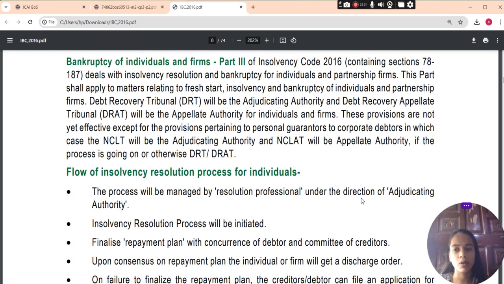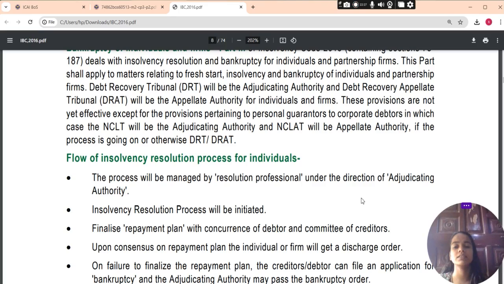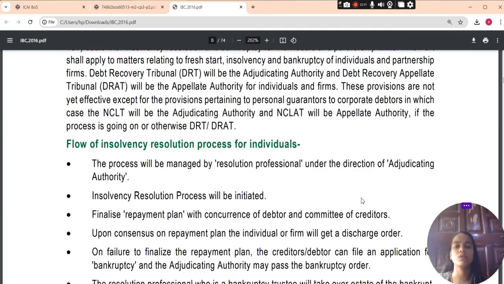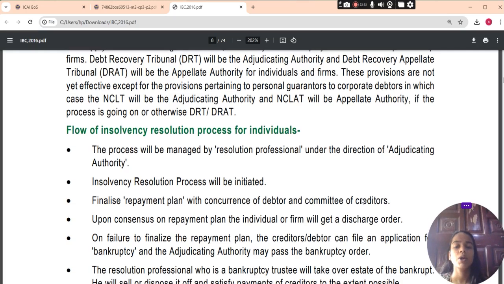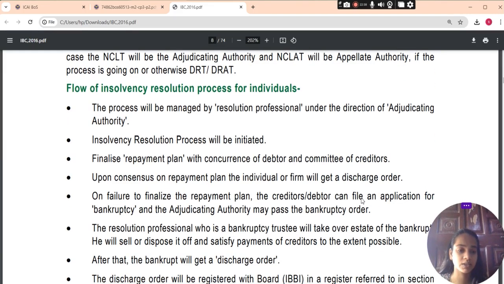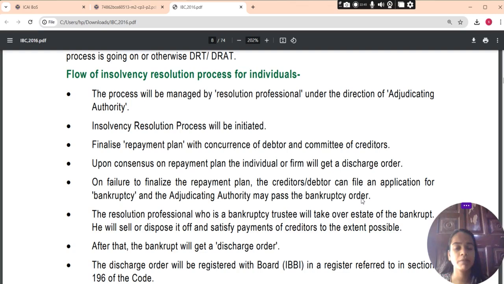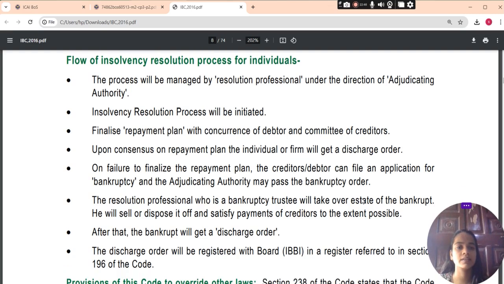These provisions are not yet effective, except for the provisions pertaining to personal guarantors to corporate debtors, in which case the NCLT will be the adjudicating authority and the NCLAT will be the appellate authority if the process is going on, or otherwise DRT or DRAT. What will be the flow of insolvency resolution process for individuals? It is a process that will be managed by a resolution professional under the direction of the adjudicating authority.